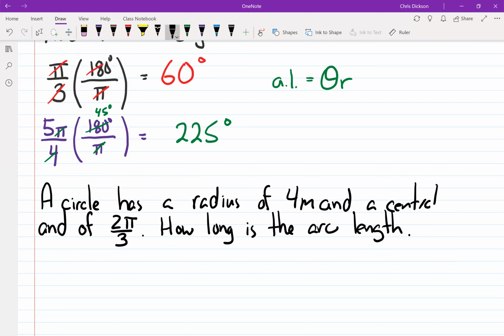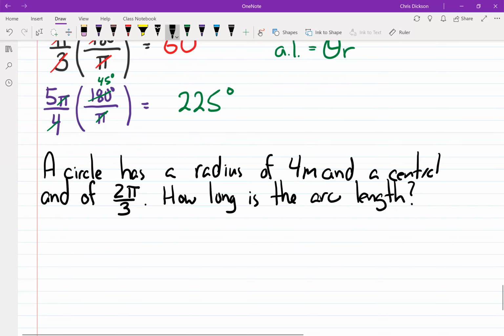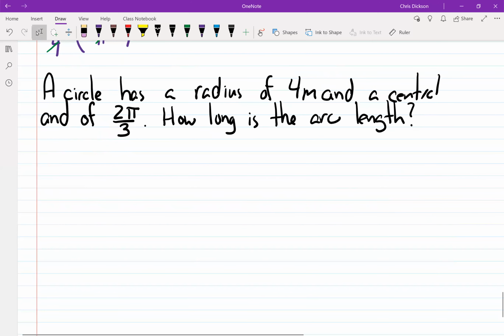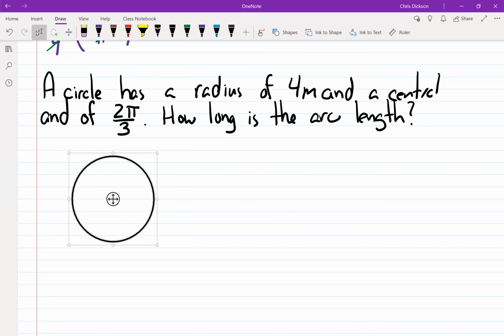How long is the arc length of that angle? So 2 pi over 3, we got a circle here, and let's say that I'm totally going to guess the size of 2 pi over 3. If you know the conversion, you can kind of guess roughly where it is here. So I'm going to draw a shape I think is going to be fairly accurate to it.